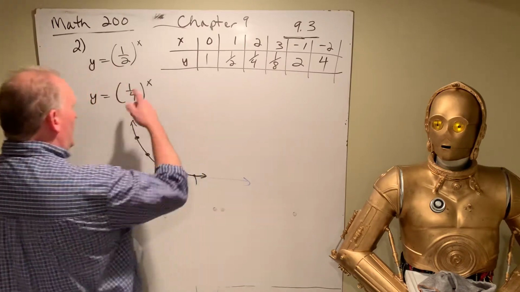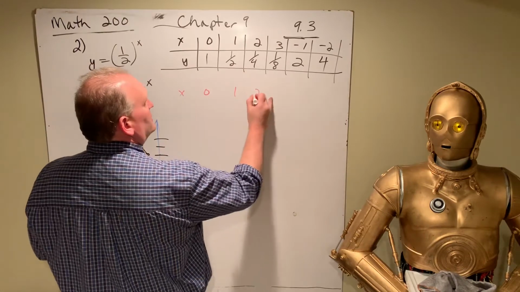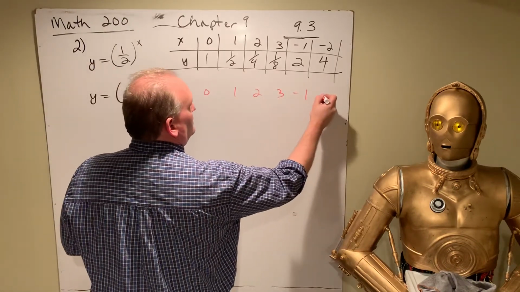All right. (1/4)^x is really similar. It's 0, 1, 2, 3, negative 1, negative 2.